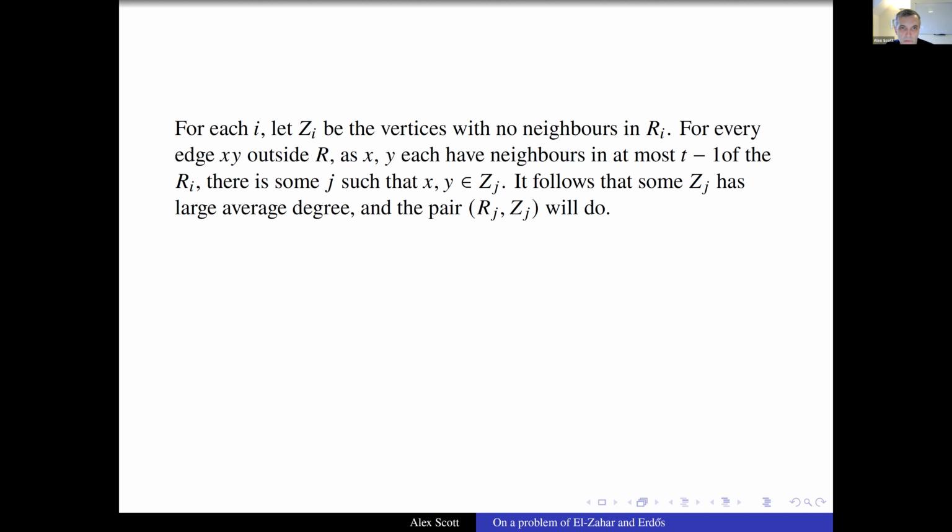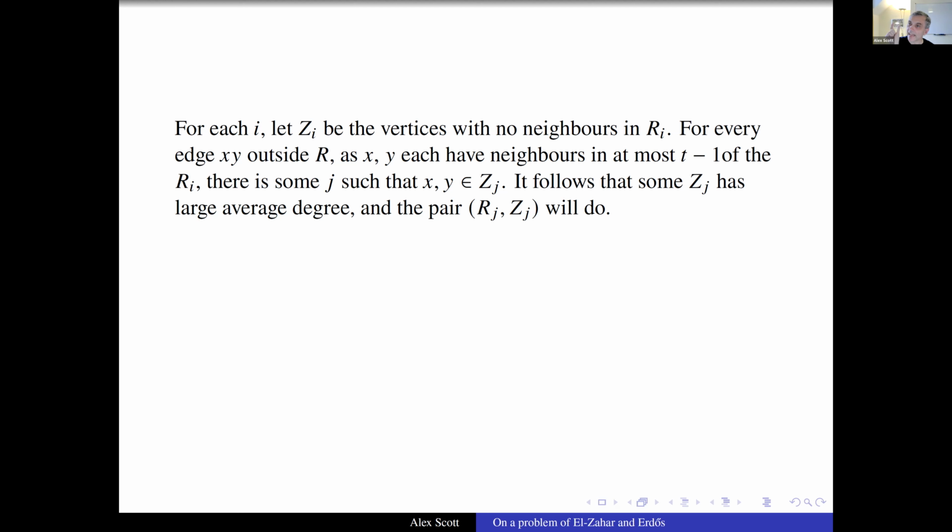So for each i, let's write Zi for the vertices with no neighbors in the rock Ri. Typically vertices outside will belong to lots of different Zi's. But the key thing is that Zi and Ri are anti-complete. So again, Ri is going to be our candidate for one of our large minimal degree subgraphs, and Zi is going to be where we look for the other large minimal degree subgraph. They're anti-complete to each other, so we're in good shape there.